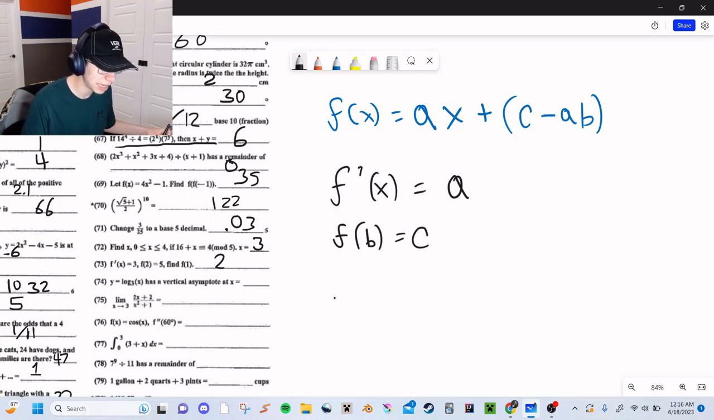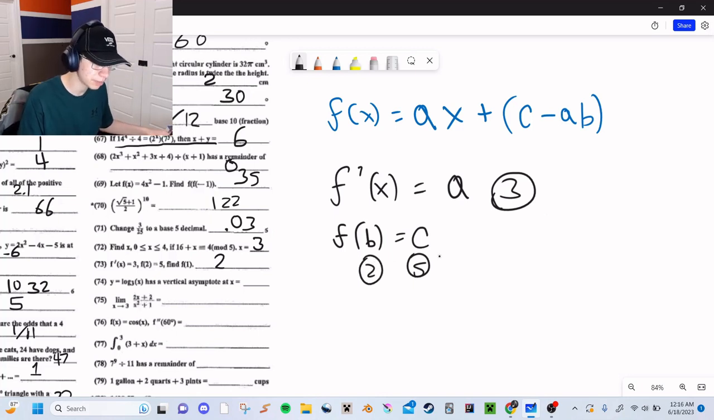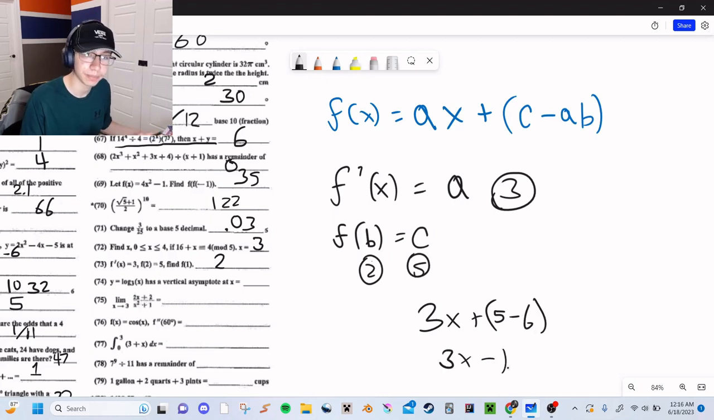So, we go back to our original question. This is 3, and this is 5 for C, and 2 for B. Well, then my function is therefore 3x plus 5 minus, well, again, this is 2 times 3, so 5 minus 6. 3x minus 1. We got back to our original function, just like that.